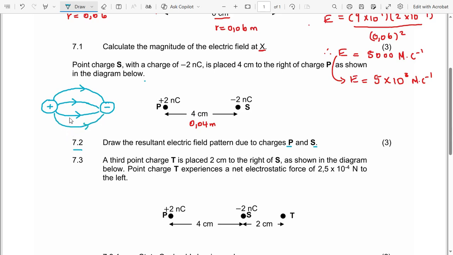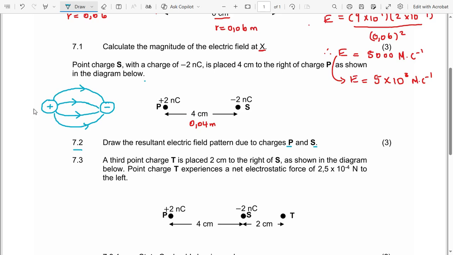Another thing that you need to understand is that those field lines don't have to touch or cross each other. If they touch, they're going to mark you wrong, especially if you are in grade 12. If they touch, they're going to mark you wrong.